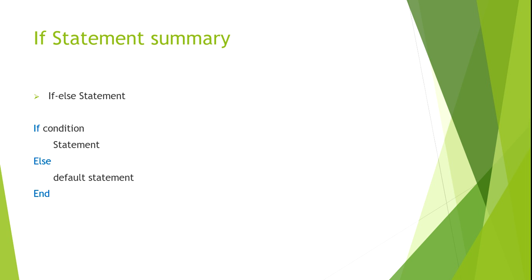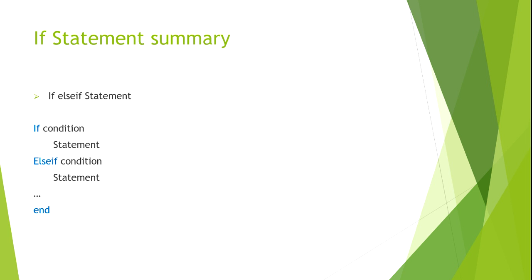Now let's go to the nested if statement. The first one is the if else if statement. It is going to execute the first condition. If it's true, then the first statement, and if it's false, it goes to the second condition, and so on up to the end conditions. And if all conditions are false, it doesn't have any default statement, so it's going to end there.